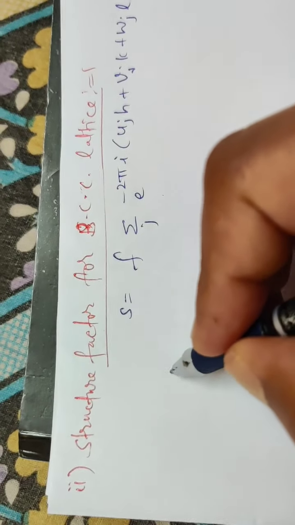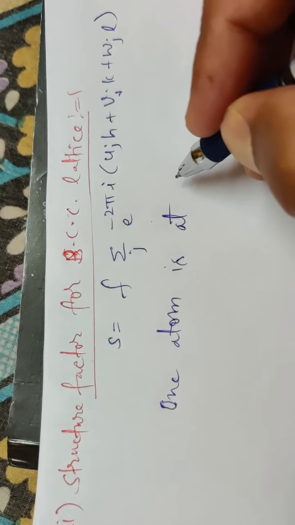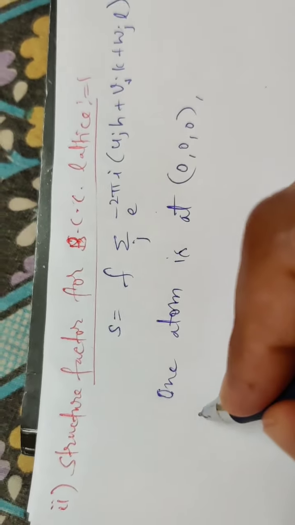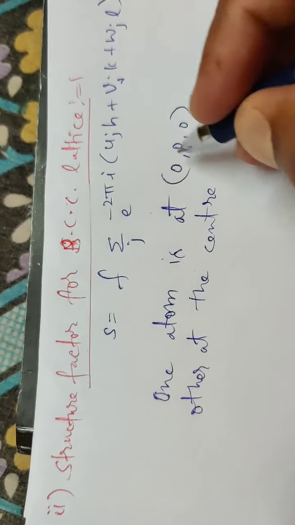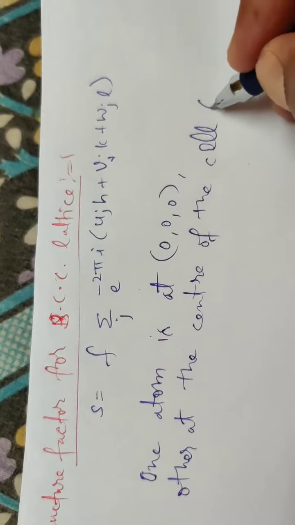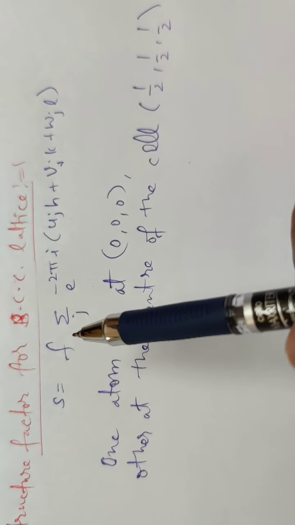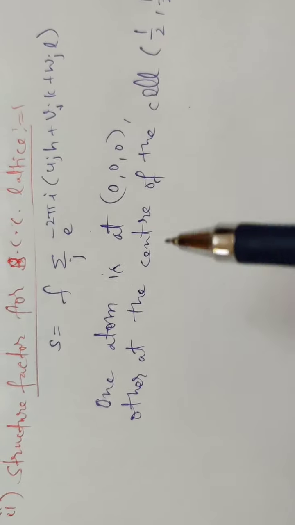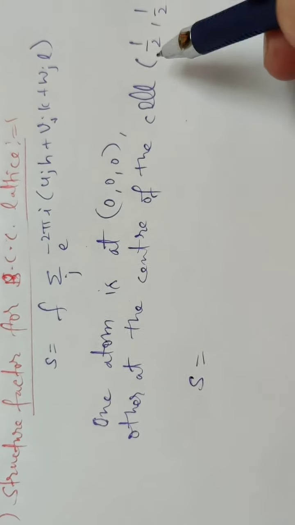So one atom is at the corner and the other at the center of the cell. Therefore its coordinates will be 1 by 2, 1 by 2 and 1 by 2. So your structure factor will be divided into two portions, one for corner atoms and one for central atoms. So this equation becomes, with uj, vj and wj for each atom.